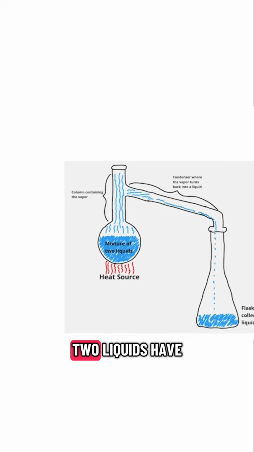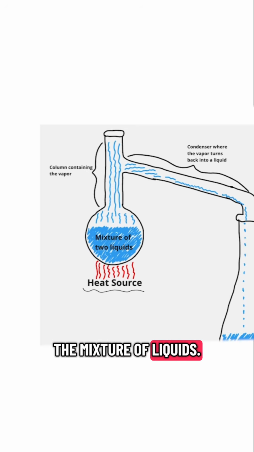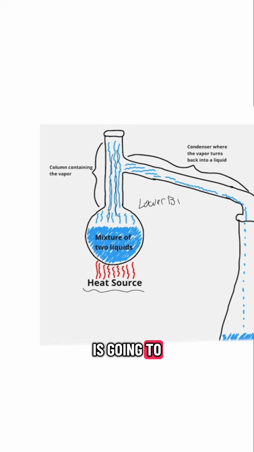And then those two liquids have to have different boiling points because what we are going to do is use a heat source to heat up the mixture of liquids. That's going to increase the evaporation rate of those liquids. So both liquids are starting to evaporate and rise up this column. The liquid with the lower boiling point is going to evaporate at a faster rate than the liquid with the higher boiling point.